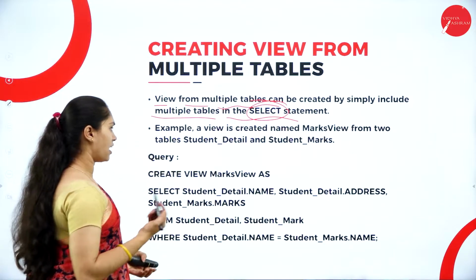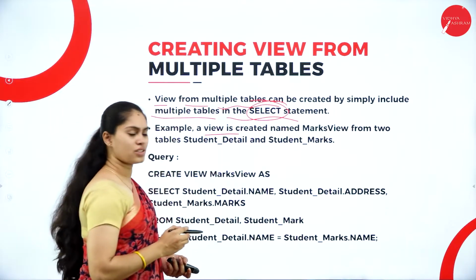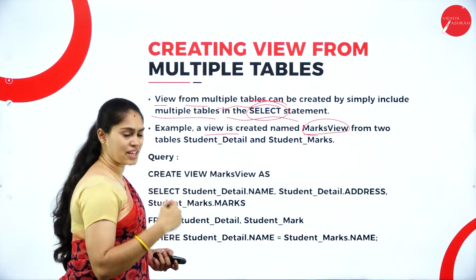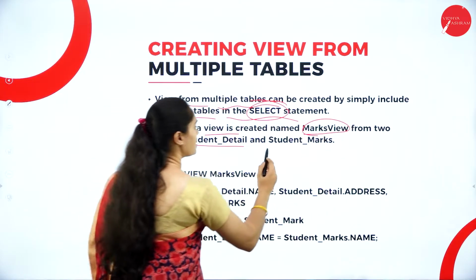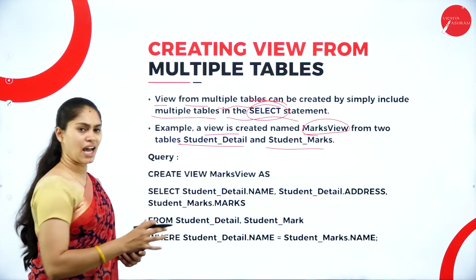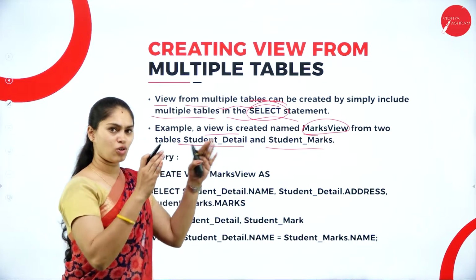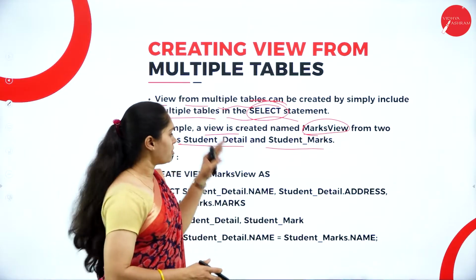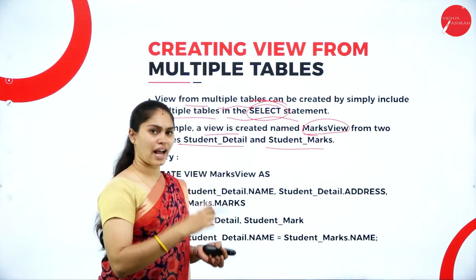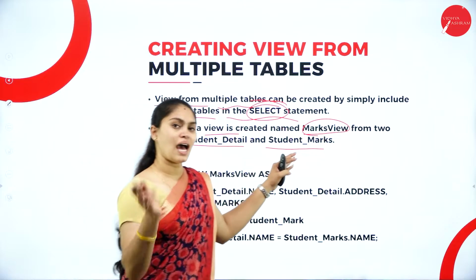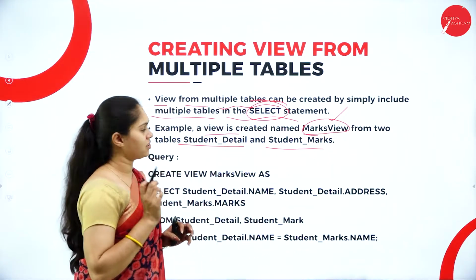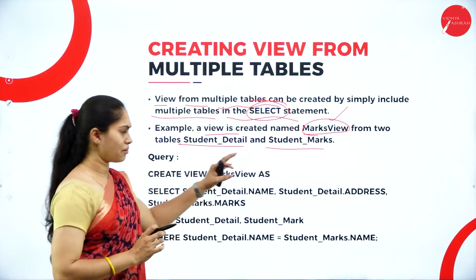So here you can see that now we are creating a view. That view name is marks view. From which tables are we creating it? From the student details and student marks. Already we had a discussion, or we know what we have in the student details as well as in the student marks. By fetching the fields or attributes from these two tables, I am creating one more view called marks view. This is the name of a view or virtual table right now.